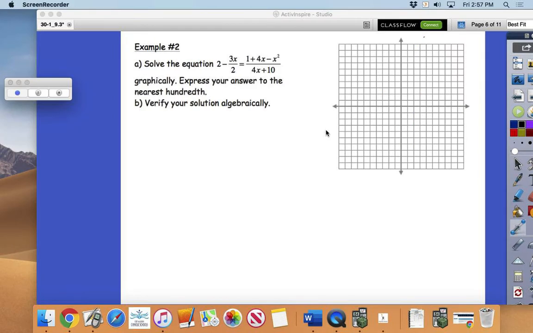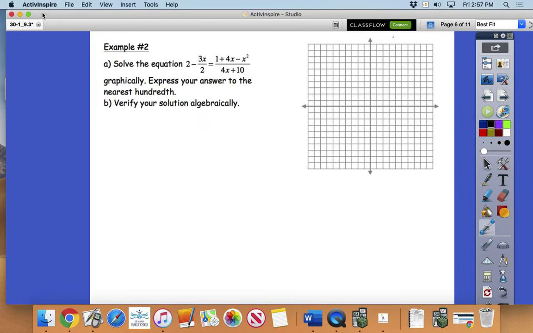Okay guys, let's go through example number 2. For example number 2, I'm going to solve this graphically first. We're going to express the answer to the nearest hundredth, and then we're going to verify our answer algebraically. So I'm going to start by putting this into my graphing calculator.